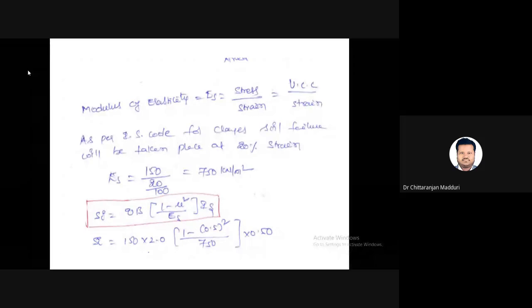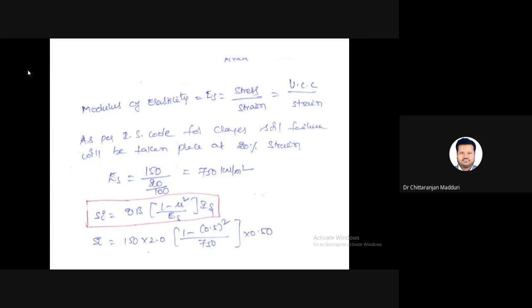So modulus of elasticity is stress divided by strain. Here the stress is the unconfined compressive strength. Strain is not given, but as per IS code for clay soil, failure takes place at 20% strain. So Young's modulus equals stress by strain, 150 divided by 20% strain. So we get Es value equal to 750 kilonewtons per meter square.